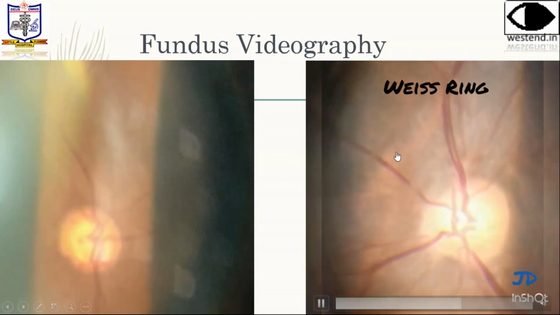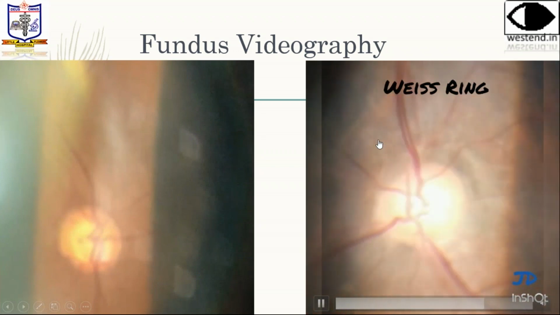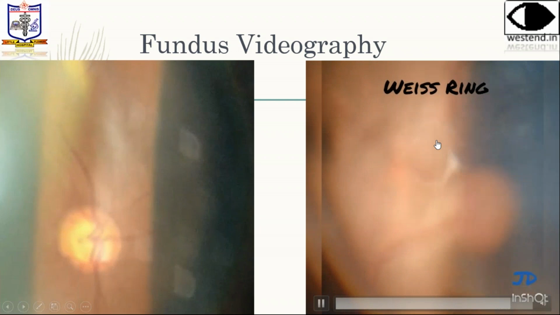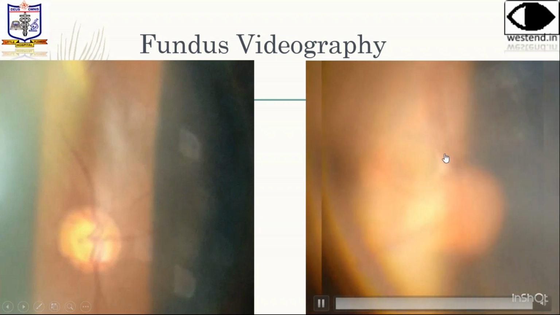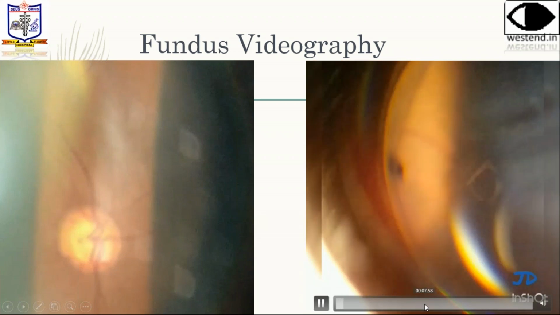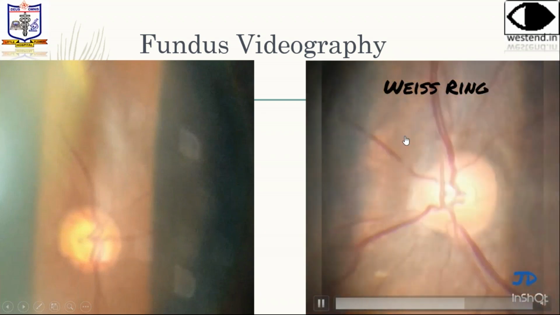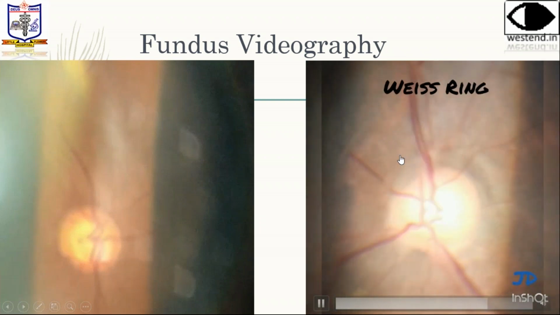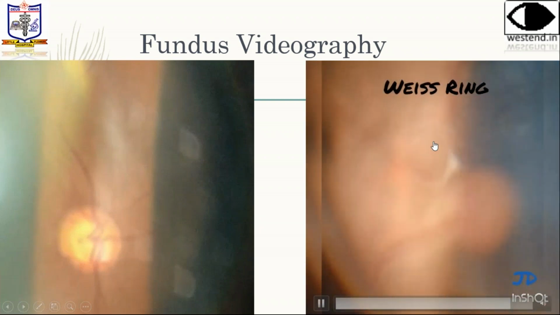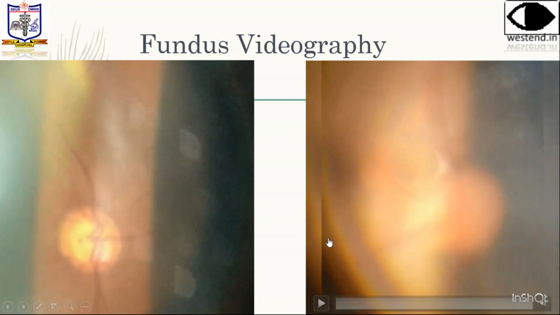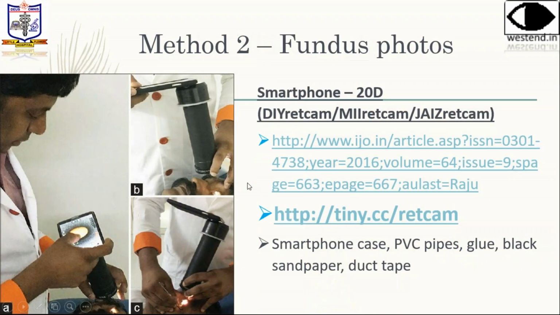On the right side, if you look closely, there is a PVD, a posterior vitreous detachment, which can be seen as a Weiss ring. It can be seen only when it is focused. So now I have focused on the retina, and I have focused now onto the Weiss ring. So that is very important: focus, exposure and focus.